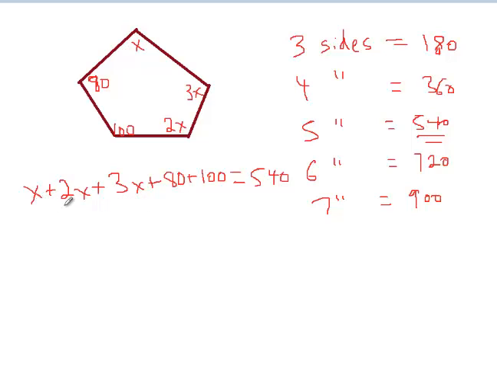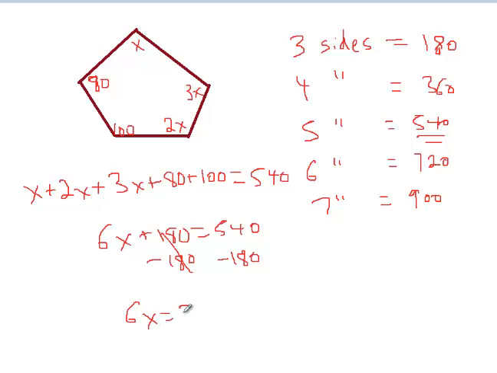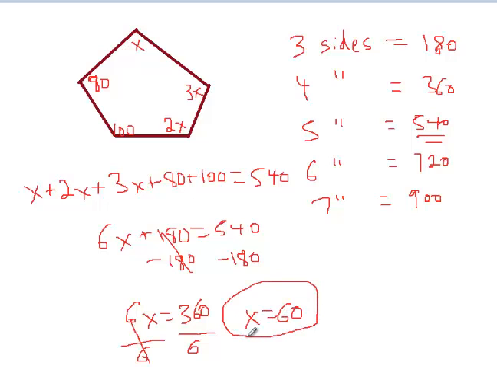And then you could solve this like you would any other equation. Combine the like terms: x plus 2x plus 3x is 6x, of course. The numbers, 80 and 100, is 180. Equals 540. Subtract 180 from each side, and you have 6x equals 360. Divide each side by 6 to isolate the x, and x equals 60. So for example, if they ask you what the angles are, the x becomes 60, the 3x becomes 180, and the 2x becomes 120. And of course, if you add them all up, they better equal 540, otherwise you've got a problem.